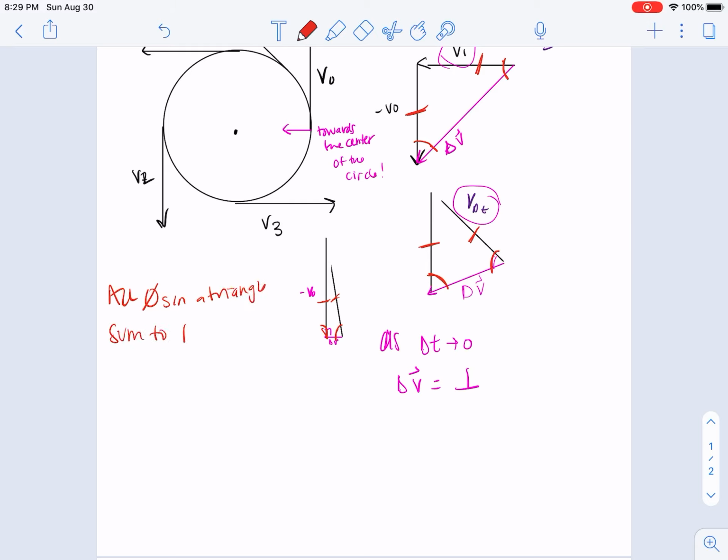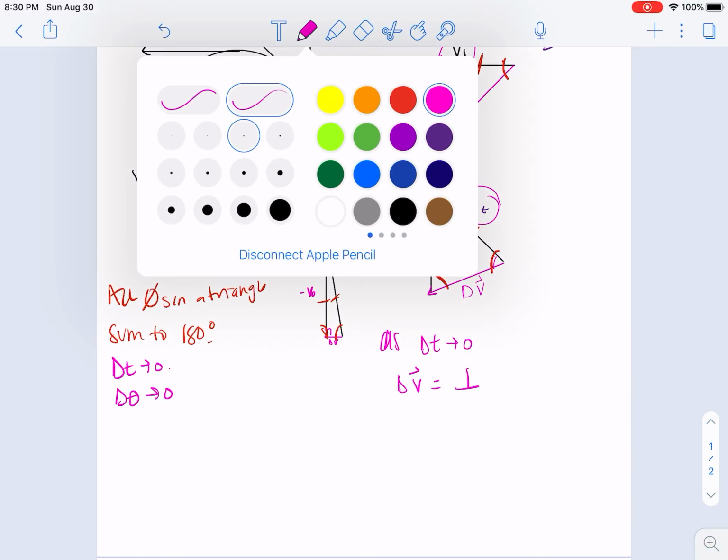sum to 180 degrees. Well, if we keep thinking about this, once again, we want to do it as delta T goes to 0. But as delta T goes to 0, that means our change in theta is also going to 0, because if there's no time passed, we haven't moved at all. Now the theta would be the theta between our two vectors. So it'd be the theta at the top of our triangles here. That's what we're talking about when we're talking about this delta theta. That means that these two bottom ones that are the same would have to sum to 180.